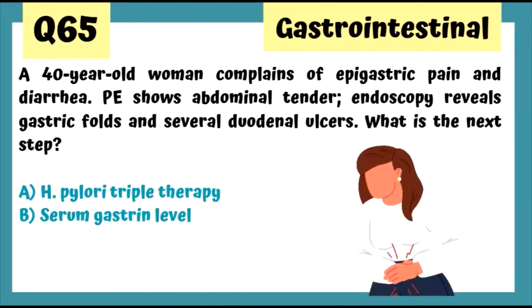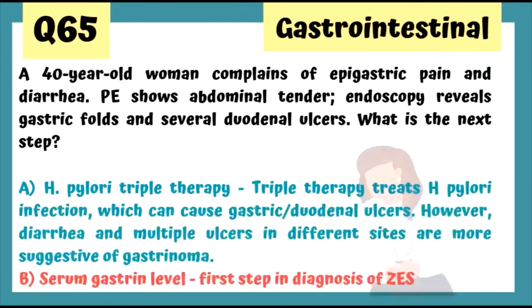Question 65. A 40-year-old woman complains about gastric pain and diarrhea. Physical exam shows abdominal tenderness. Endoscopy reveals gastric folds and several duodenal ulcers. What is the next step? So here we're talking about a serum gastrin level because we want to check for Zollinger-Ellison syndrome. That's why she has these several ulcers, the epigastric pain, and the gastric folds. This is all seen in Zollinger-Ellison syndrome, so we want to get a gastrin level.